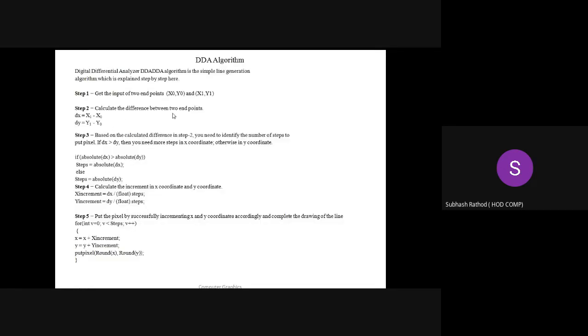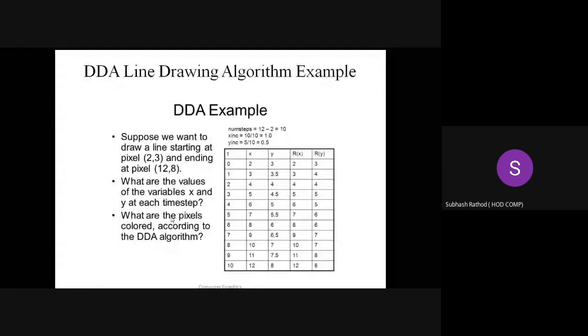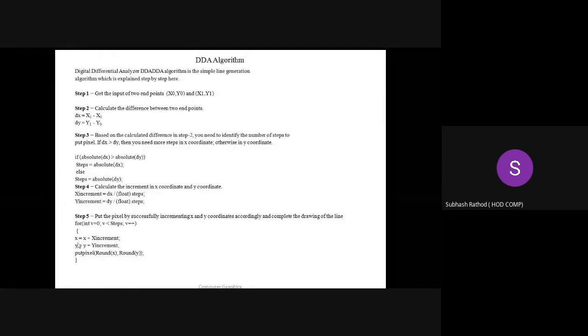So calculate the difference, right? You have calculated the difference. Step 3 you have already calculated. You got step 4, x increment, y increment. After you get the x increment and y increment, you can put them here in step 5. Now we are in step 5. So in step 5, we have to calculate the new x and new y.